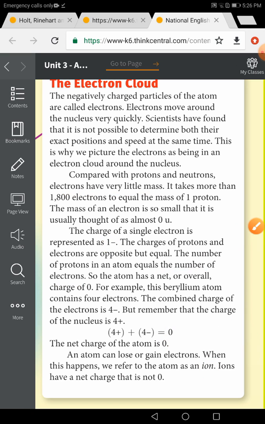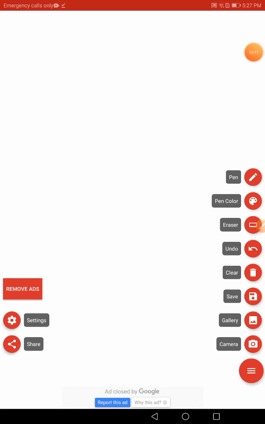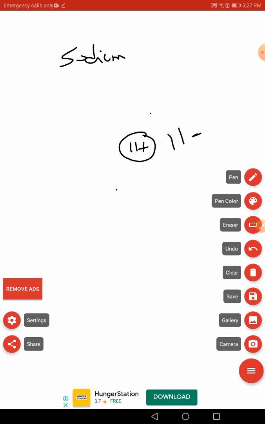Listen here to this example. Sodium atom. Now we are talking about what? Sodium. It has a nucleus inside with 11 protons, and there are 11 electrons moving around it. Now the atom overall is 0, because positive 11 and negative 11 cancel each other, then it will be 0, right?